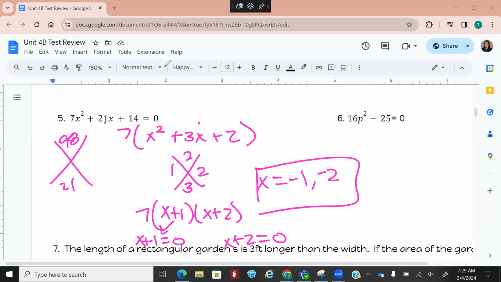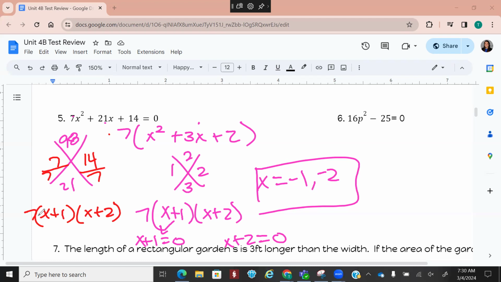Now, if you would have done it this way, that's fine. This would have given you two numbers that multiply to get you 98, but add together to get you 21. Did y'all come up with anything? Oh, 7 and 14. That'll work. Then you're going to divide both of these by 7, and that would give you x plus 1 and x plus 2. And then you would pull that 7 out to the front anyways. Okay, so you can do those either way. I take out the greatest common factor because it just makes it easier.